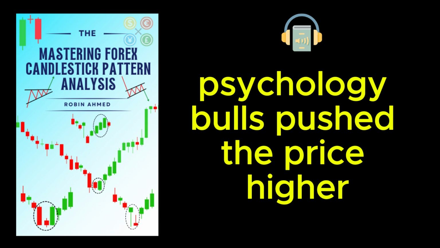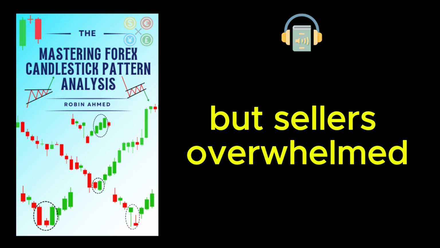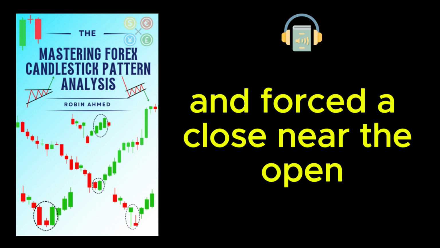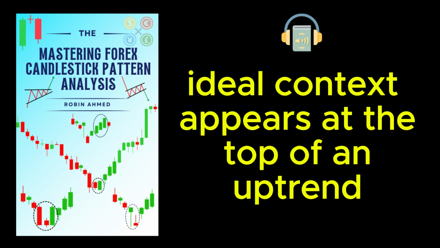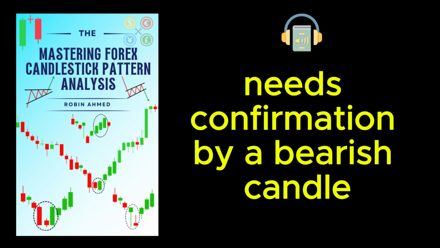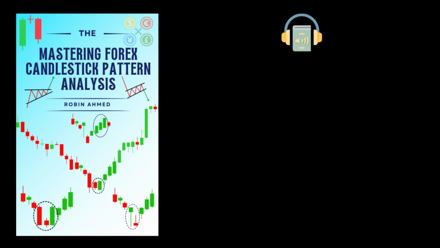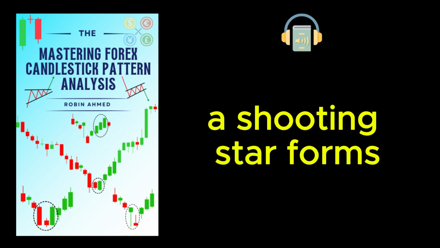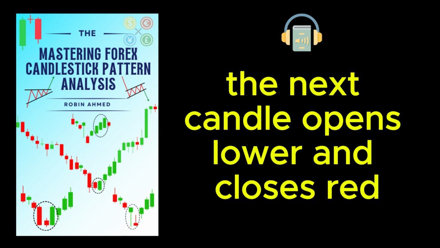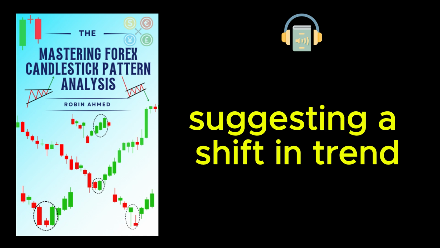Psychology: bulls pushed the price higher, but sellers overwhelmed them and forced a close near the open. This signals potential exhaustion of buying pressure. Ideal context: appears at the top of an uptrend. Needs confirmation by a bearish candle. Example scenario: after several green candles, a shooting star forms. The next candle opens lower and closes red, suggesting a shift in trend.